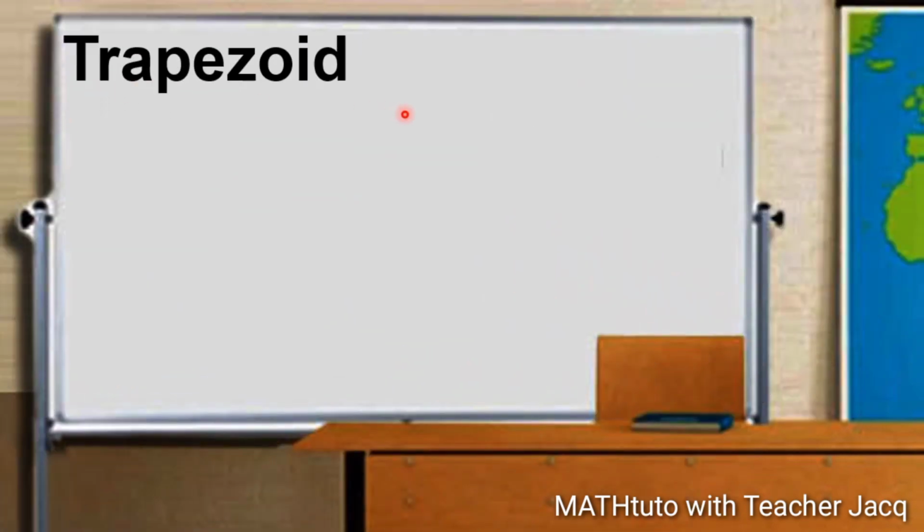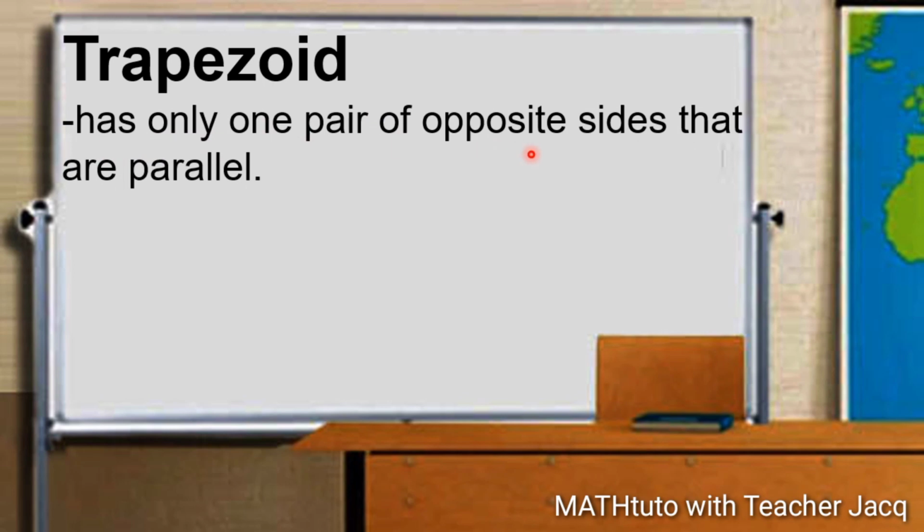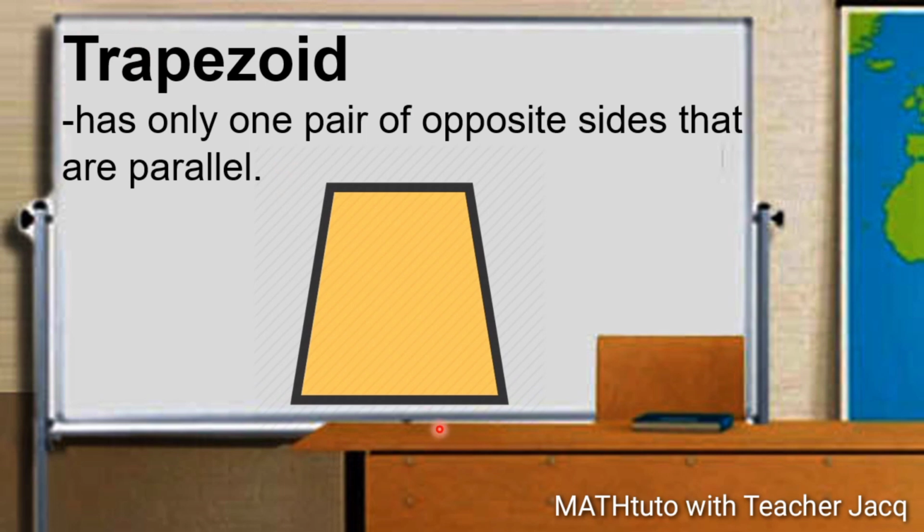The last one, we have trapezoid. A trapezoid has only one pair of opposite sides that are parallel. So let's have an example of trapezoid. The bases of the trapezoid are parallel. So ito yon. First base and then yung second base. Iyan yung parallel sides ng ating trapezoid. And the two non-parallel sides of our trapezoid are called legs of the trapezoid.